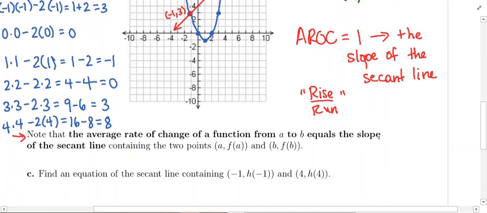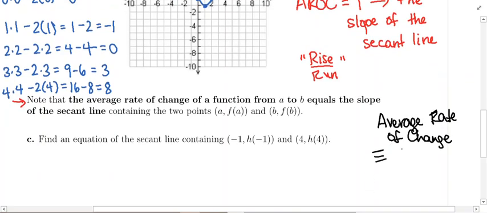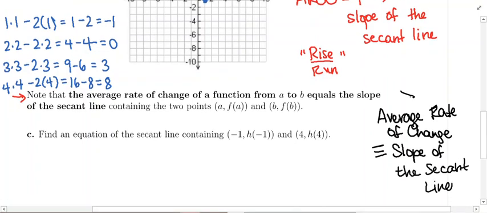So another way, and this is important, you want to equate these two. Average rate of change is synonymous with slope of the secant line. All right, that's big. Put a star by it.